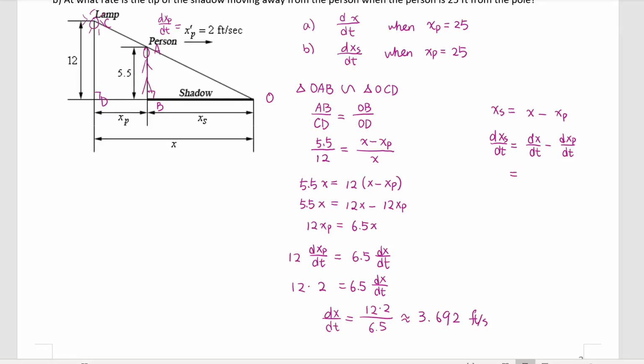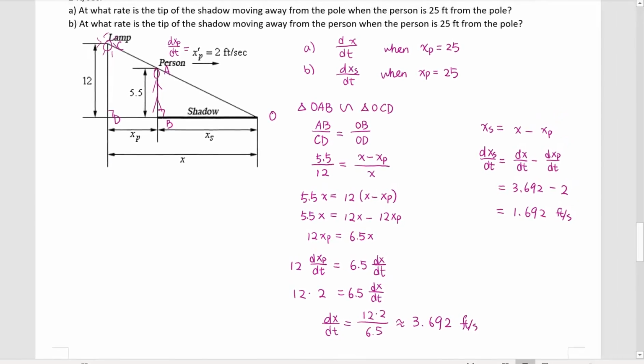Okay, what is dx/dt? From part A, we get 3.692. What is dx_p/dt? That is 2. So we do the calculation and we get 1.692 feet per second. So that finished the problem.